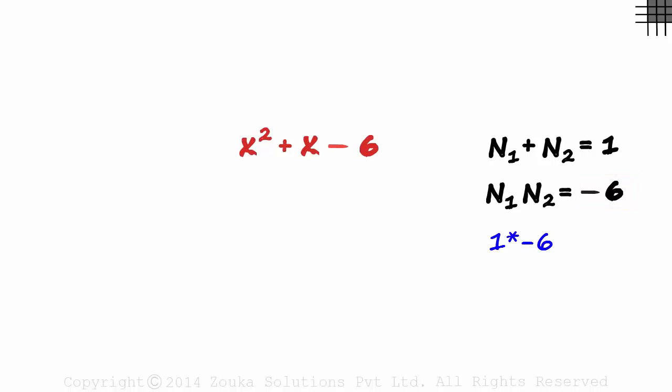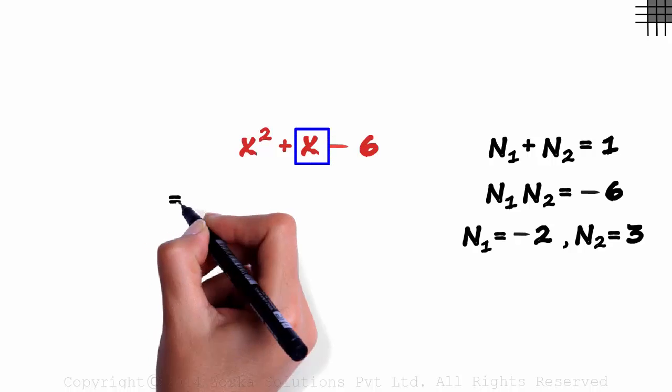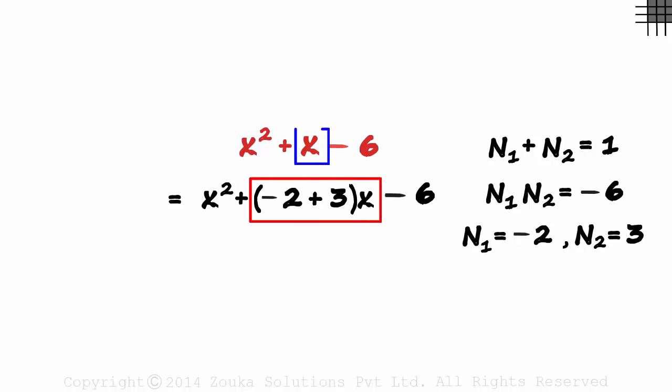1 multiplied by minus 6 is minus 6, but 1 plus minus 6 is not 1. Okay, let's try 2 times minus 3. This is minus 6, but their sum is minus 1, not 1. Minus 2 times 3 gives us minus 6 and their sum is 1, which is exactly what we want. The two numbers would be minus 2 and 3. We split the coefficient of the middle term and write it like this. This is the same as x.